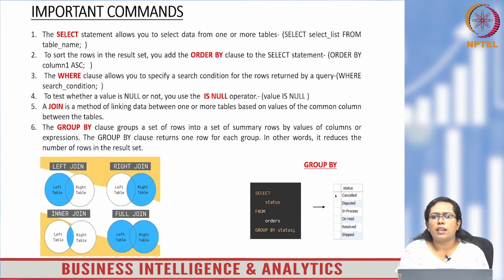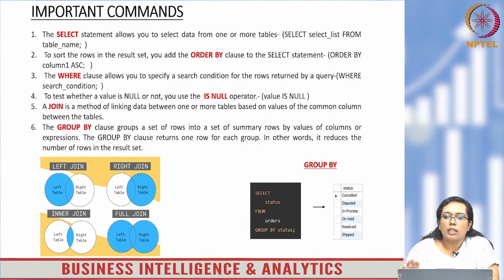An order can have multiple statuses. For example, if you are placing an order on Amazon, it will initially be in process status, then it will be shipped, then it will be dispatched. So, there will be multiple statuses. If you are grouping by status, it will give you the output grouped by the status. That is, first all the cancelled orders will be there, then there will be disputed orders, then there will be in process orders. So, it will be grouped by the status of the orders.